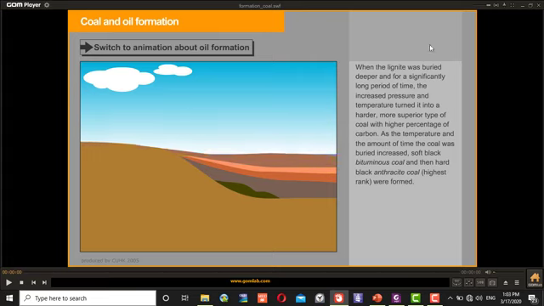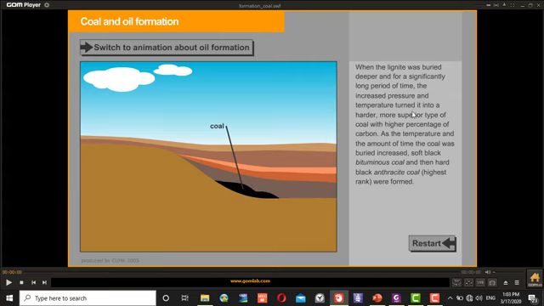Then, when the lignite was buried deeper for a significantly long period of time, the increasing pressure and temperature turned it harder, converting it to a higher percentage of carbon content, called soft black bituminous coal. It has two names, soft coal or bituminous coal, which have the same meaning. Then the hardest one is black anthracite coal. It is the high rank of coal because it has a high carbon content.